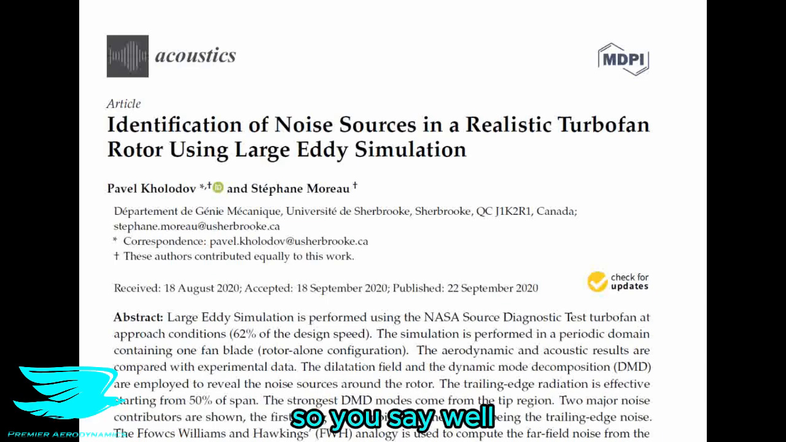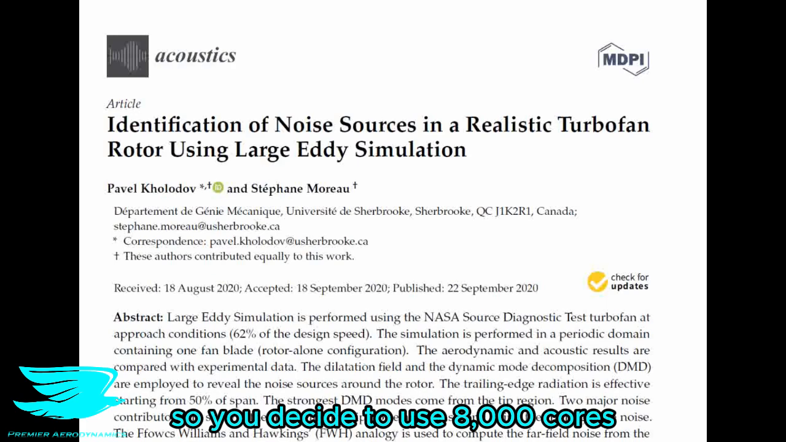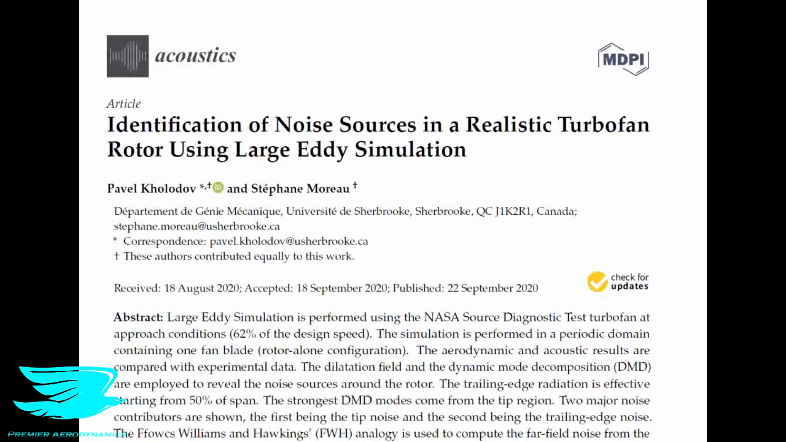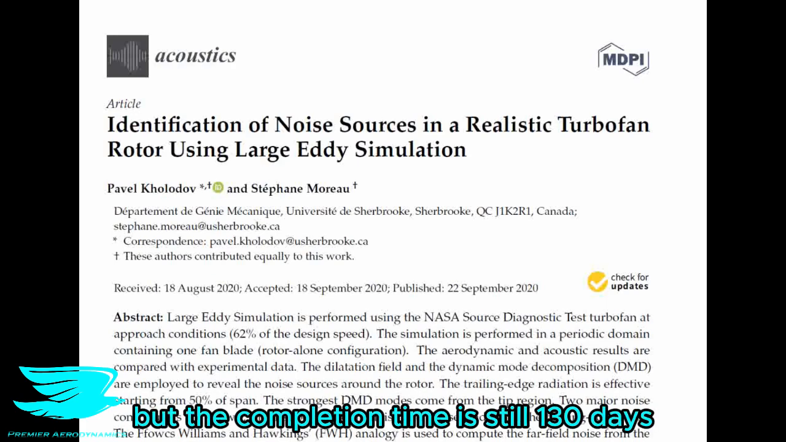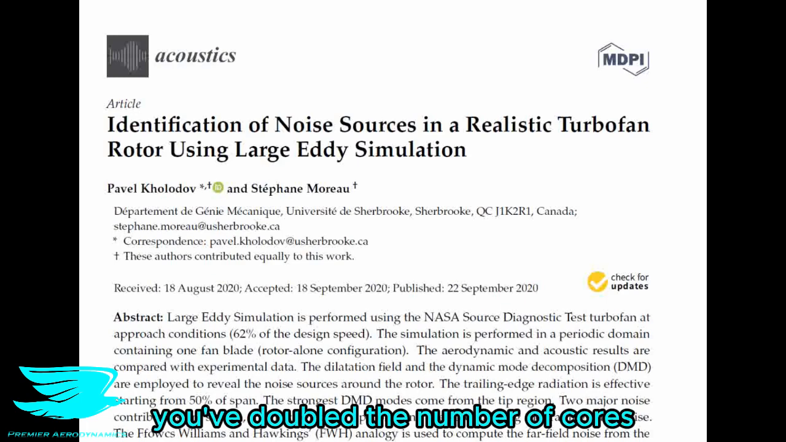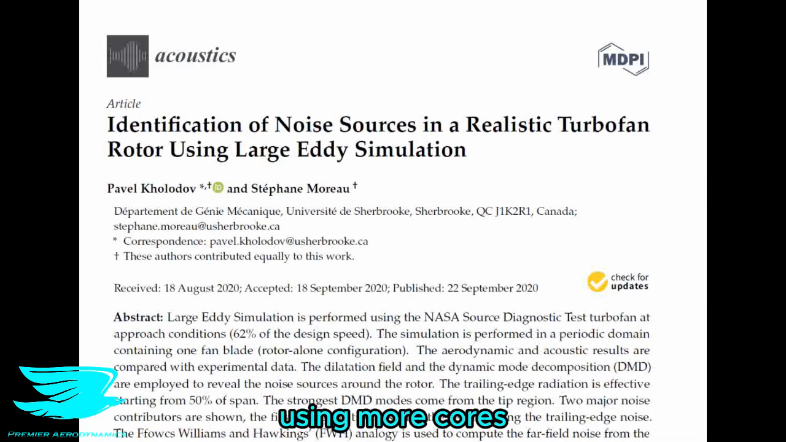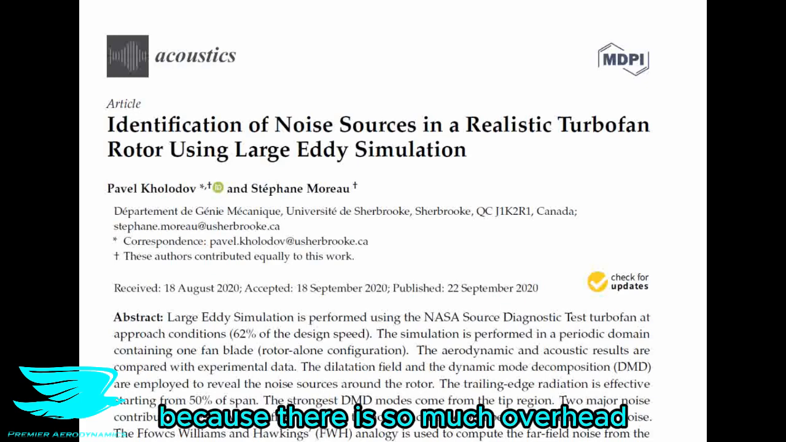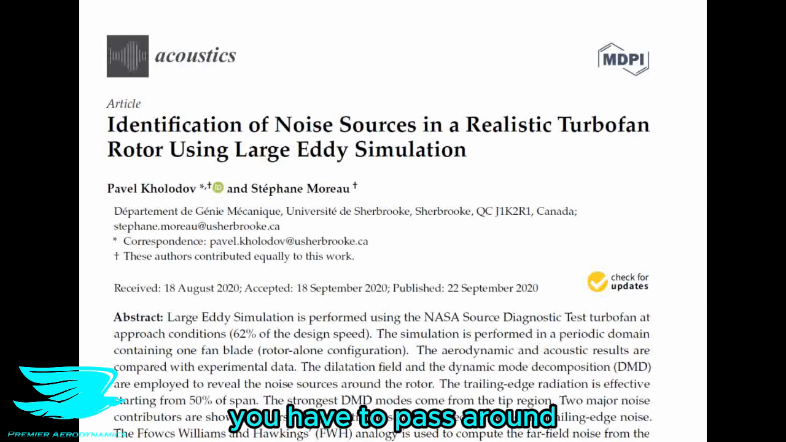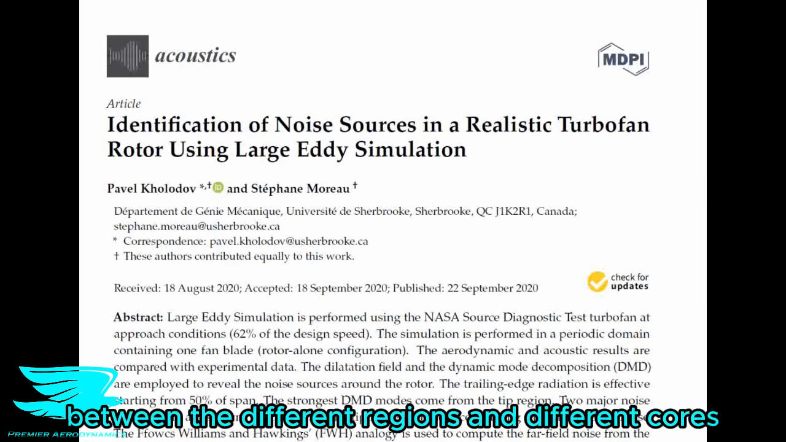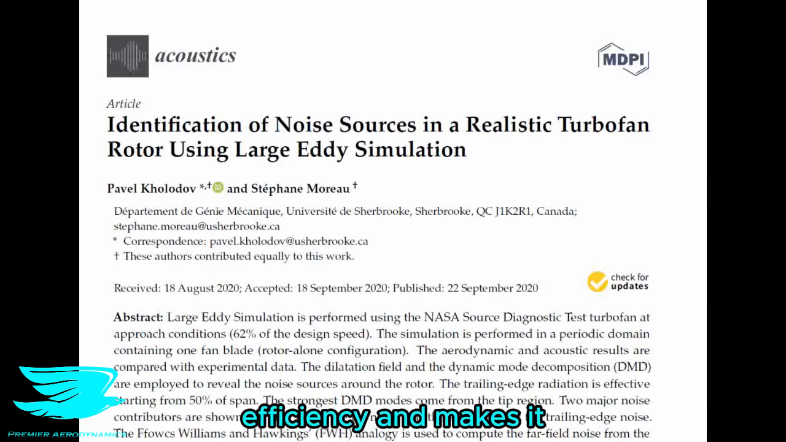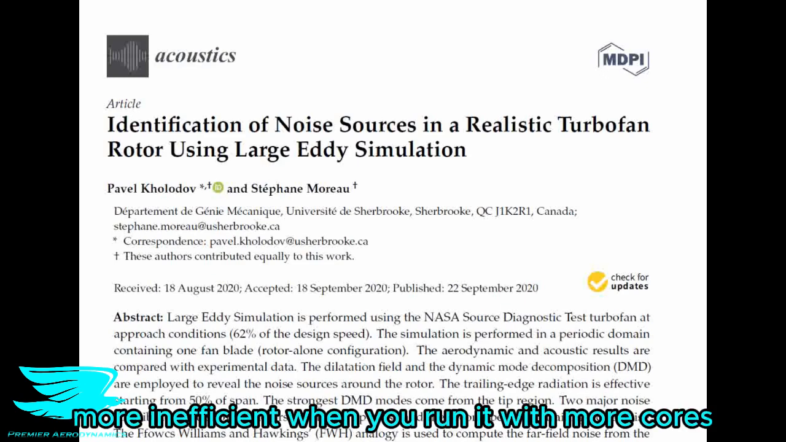So you say, well, I need it sooner. So you decide to double the cores again. But the completion time is still 130 days. It hasn't changed at all. You've doubled the number of cores, but made no difference to the completion time. At this point, using more cores does not make your simulation run any faster, because there is so much overhead with the amount of data that you have to pass around between the different regions and different cores that it just eats into efficiency, and it actually makes it more inefficient when you run it with more cores.